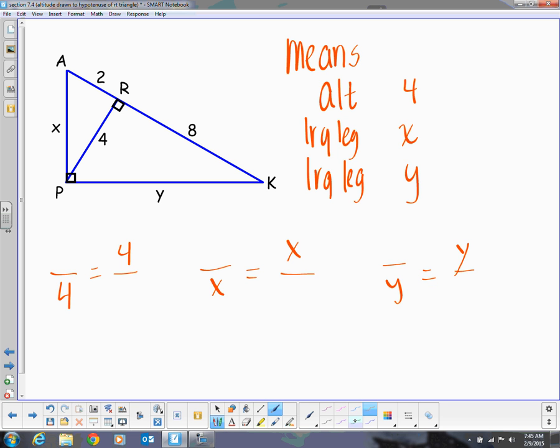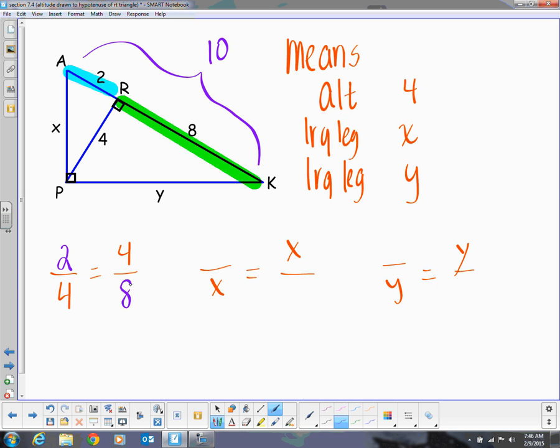Okay, so now this goes back to that little ratio that I set up at the beginning. 4 is the altitude. I kind of like to have this in colors. Can someone tell me what the whole hypotenuse is? 10. So the altitude is the geometric mean between what? The pieces of the hypotenuse, which is 2 and 8. Oh wow, that's a bad problem. Why? Because there's no variable.